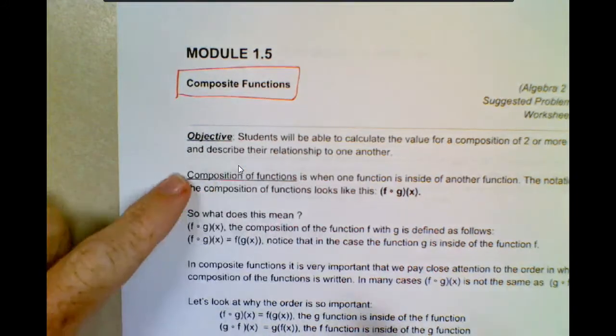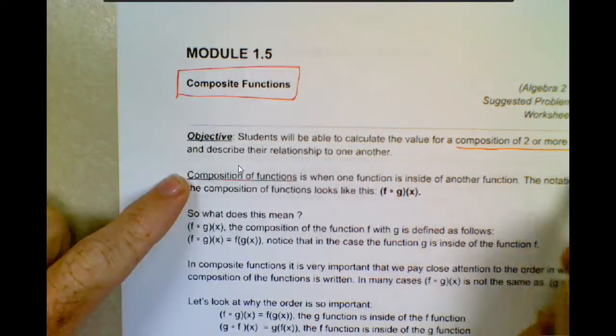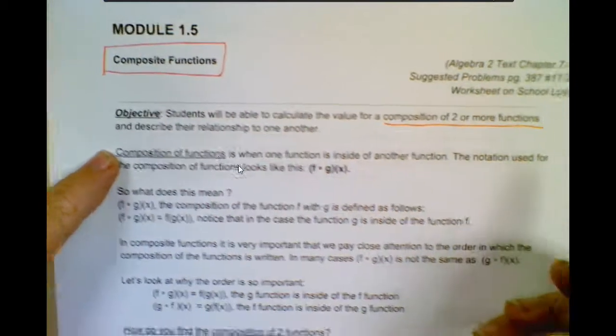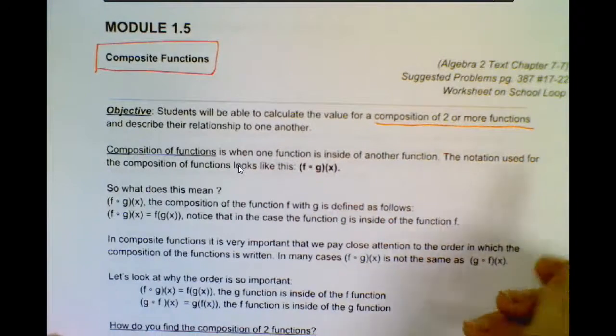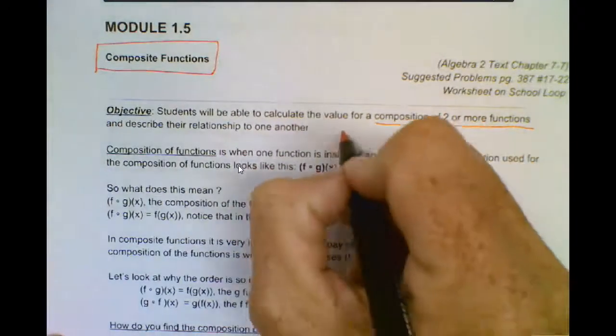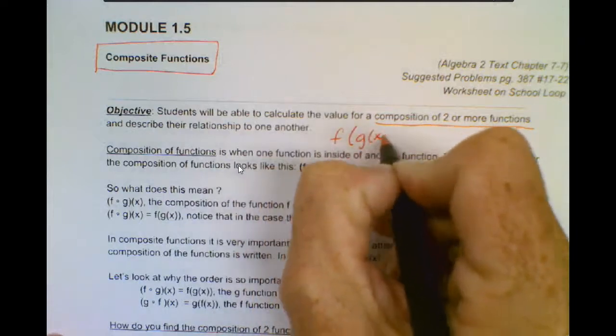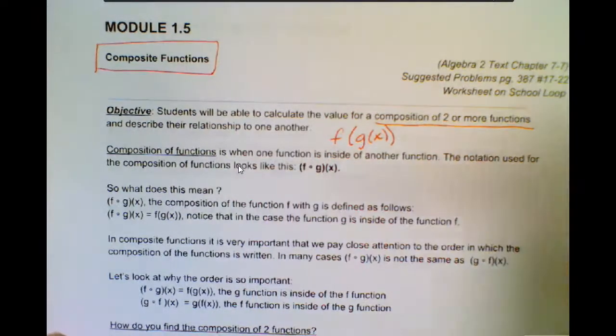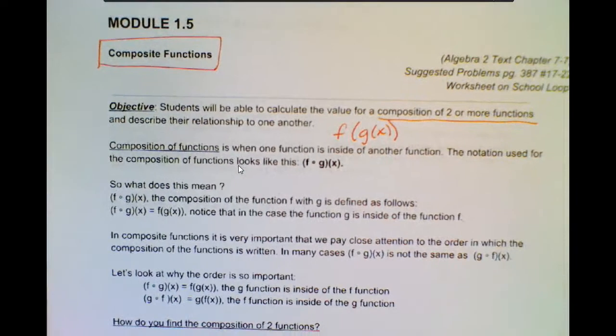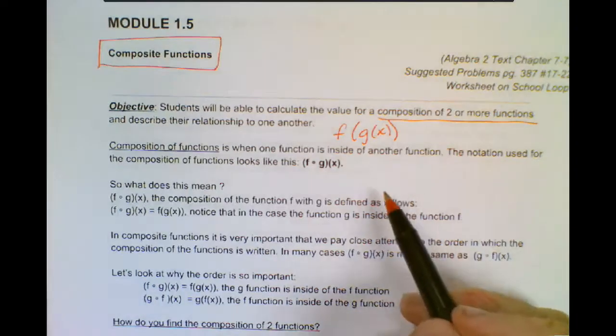So students will be able to calculate the value for a composition of two or more functions and describe their relationship to one another. We have already done this in class where it may have looked like f of g of x. This is something that I think a lot of you need a little bit more practice on. Hopefully by the time we're getting to this section of the module, you'll be fairly good at it.